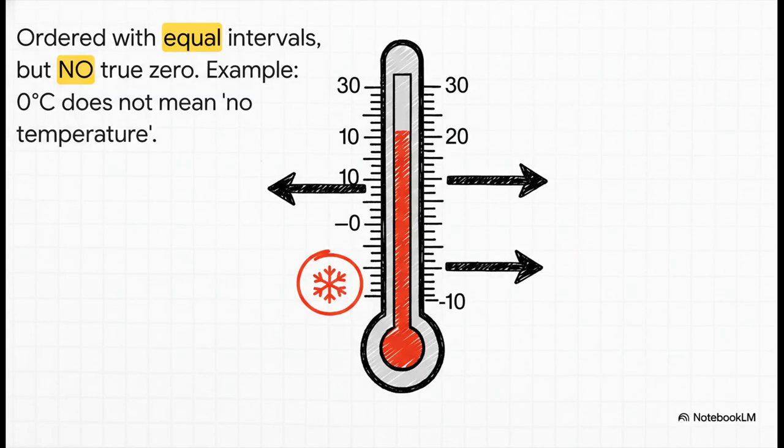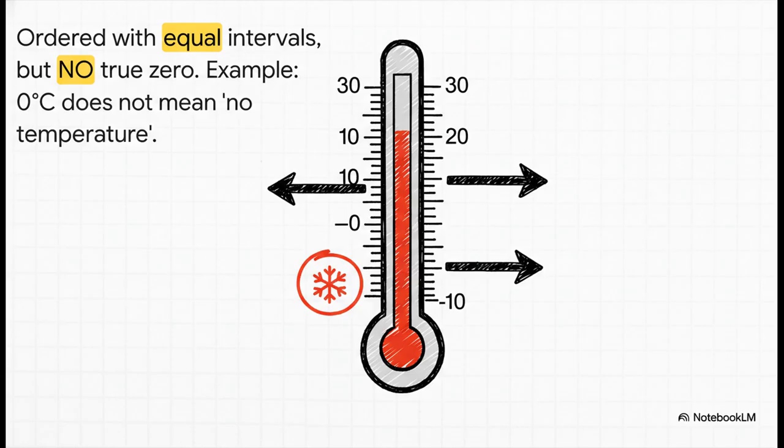Okay, next step up, the interval scale. Now, this is where it gets really interesting. Not only do we have a meaningful order, but the gaps, the intervals between the values are equal. Temperature is the perfect example. The jump from 10 to 20 degrees is the exact same amount of heat as the jump from 20 to 30 degrees. But, and here's the catch, there is no true zero. Think about it. 0 degrees Celsius doesn't mean there's a complete absence of heat. It's just another point on the scale.